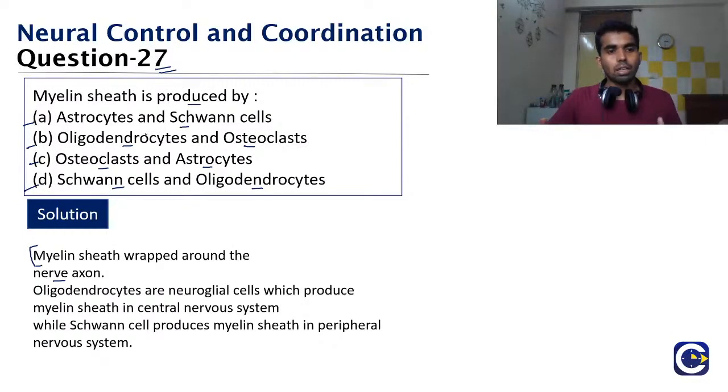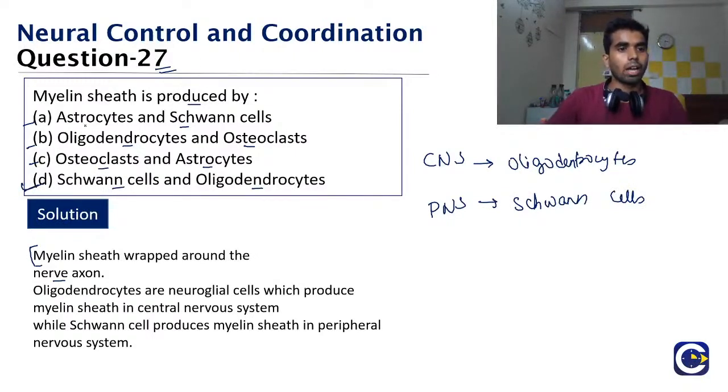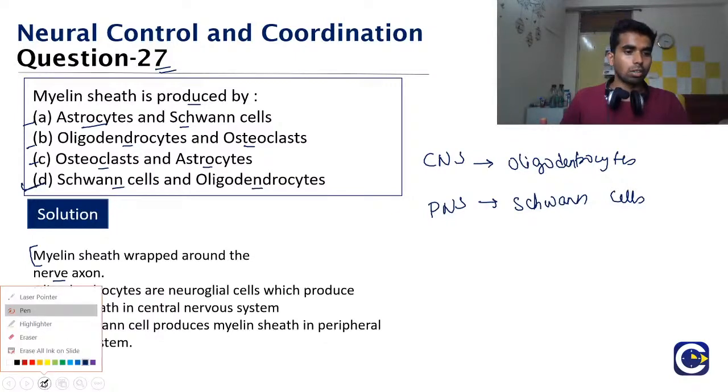Now let us know which cells make the myelin sheath. There are two types of cell. I told you about the CNS and the PNS. In the PNS, the myelin sheath is made by the Schwann cells, and in the CNS, it is made by the oligodendrocytes. So the correct answer is option D. Astrocytes are also present in the nervous system, but they are not responsible for the myelin sheath.